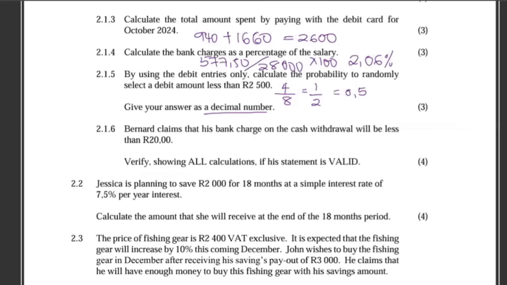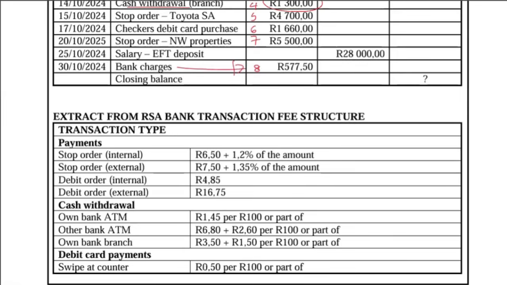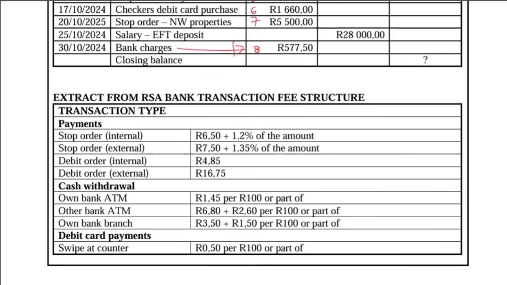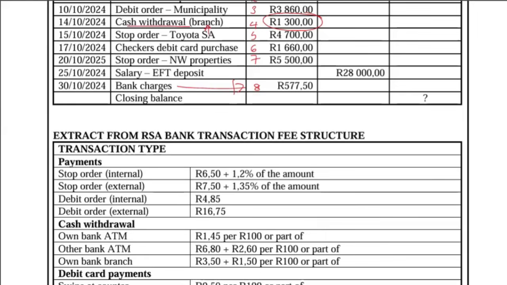Remember, he says he withdrew 1,300. Where he withdrew, cash withdrawal will be less than. And if you look at the statement, it says withdrawn at the branch. You see that? Withdraw at the branch. So what we're going to do is to look for what fits this transaction. So it's a cash withdrawal. We come to cash withdrawals. Where about? At the own bank branch.